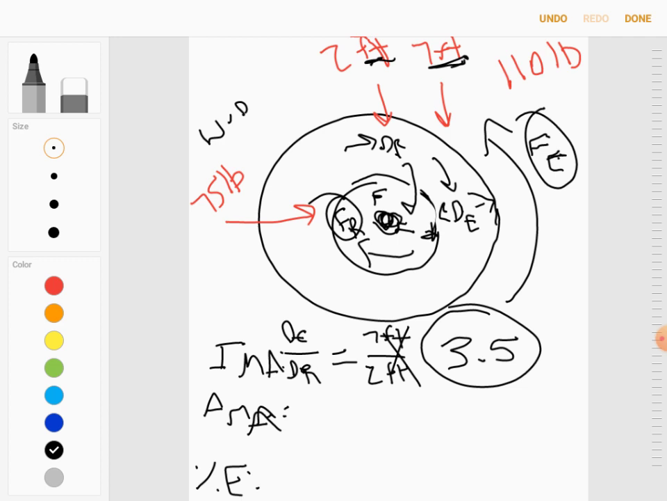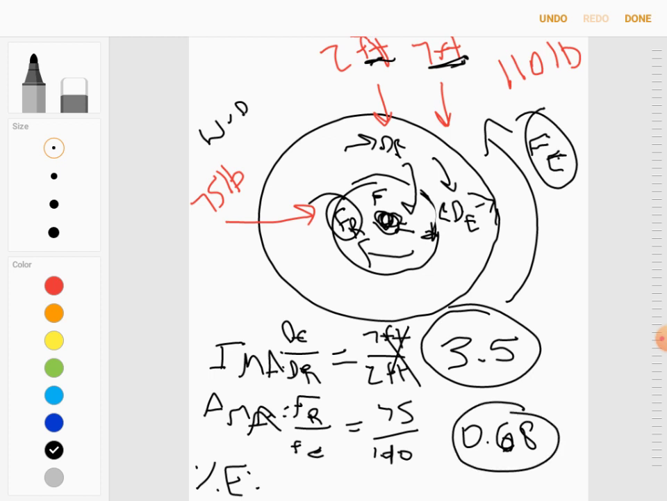Then the AMA is FR over FE, which would be 75 over 110, which is, that's 110, not 100. So that is 0.68 approximately, rounding to the hundredth. Then we circle that, and as you can see, that's less than 1 this time, because it requires a large effort force, as you can see, because it's 110 compared to the resistance force.